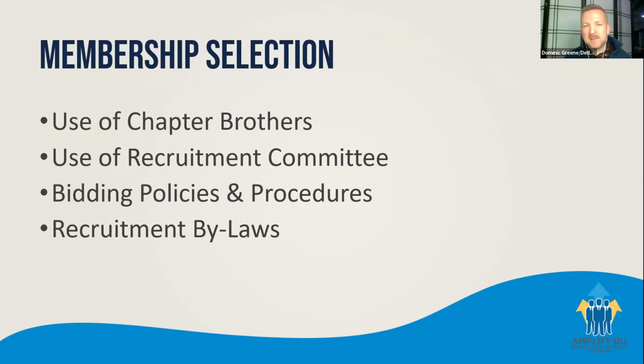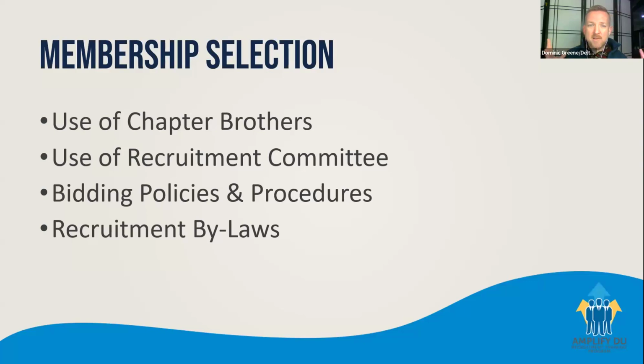Before we start talking about closing the deal, we want to talk about the membership selection process. We've seen feedback over the last 2 years asking how we select members, right? We've met these people, but how do we make decisions on who actually needs to get a bid? We've seen a couple different ways of doing this. Sometimes it's the use of chapter brothers.